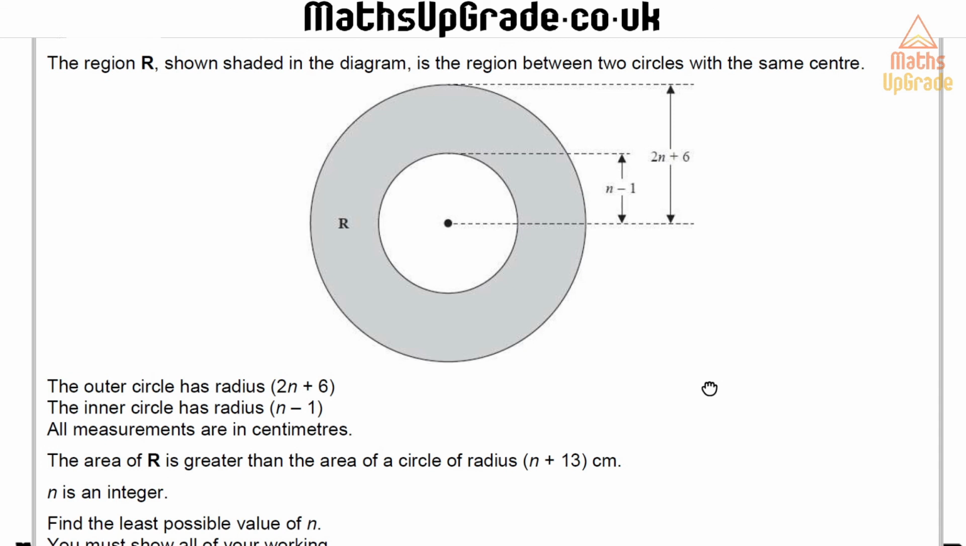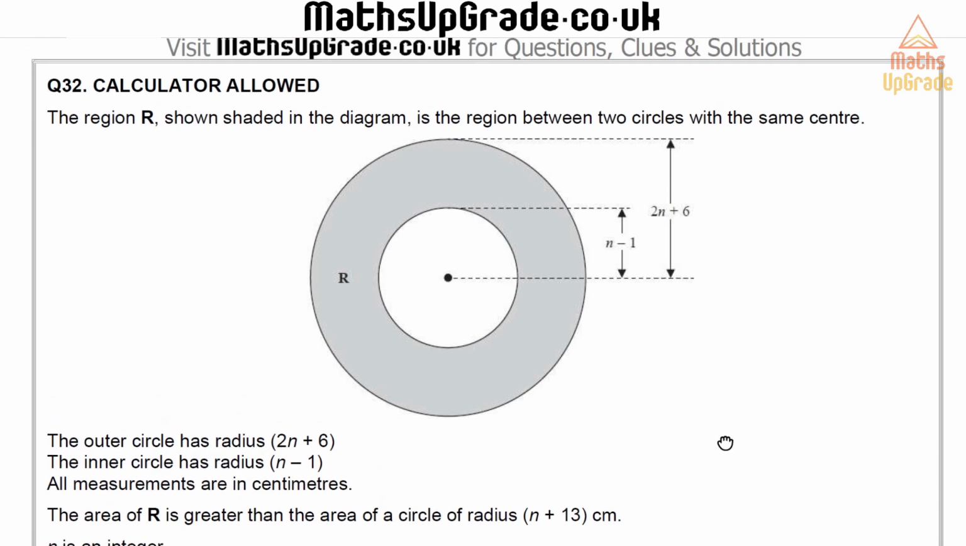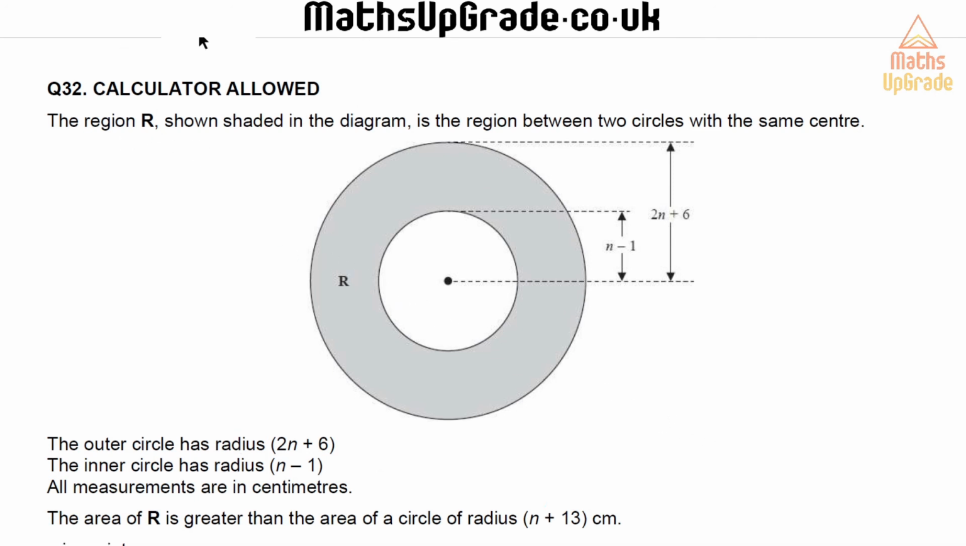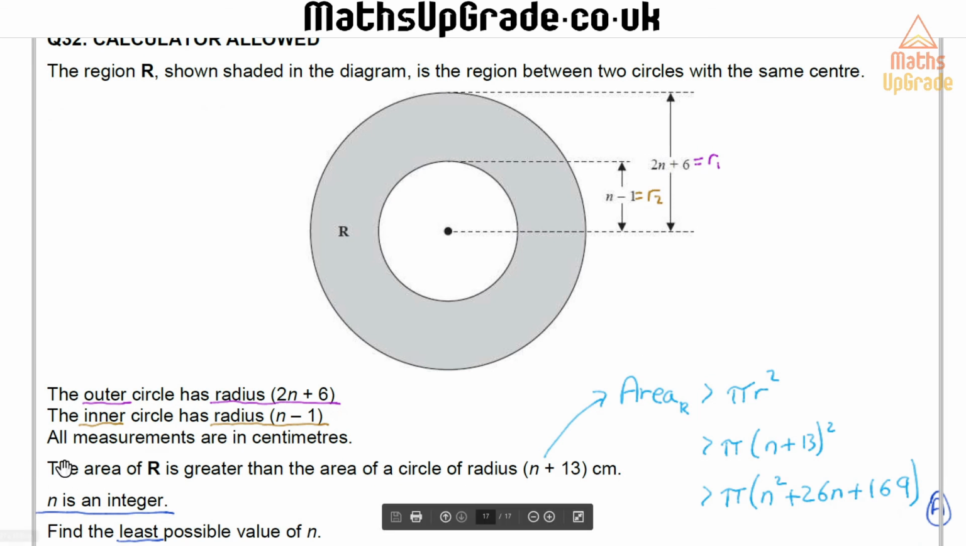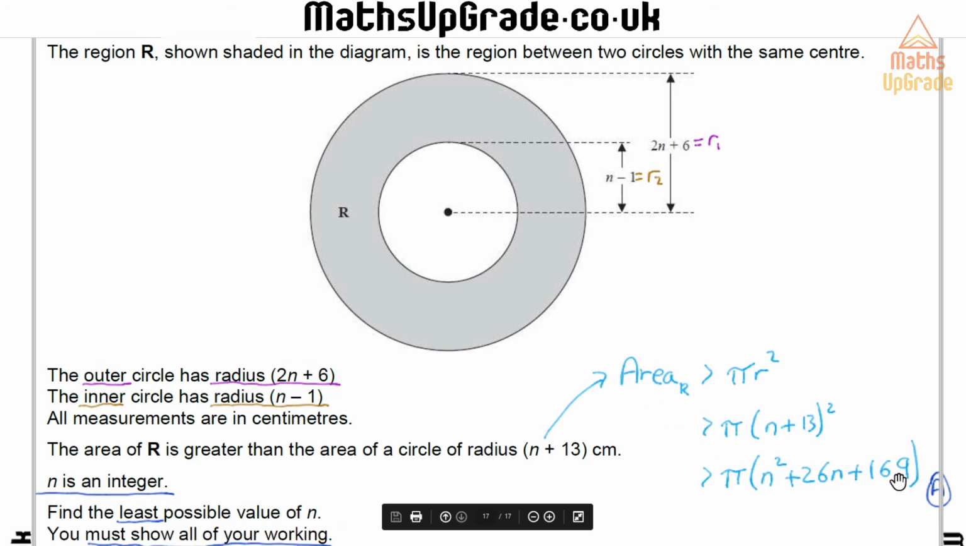It's a difficult question, but I'm going to start by labeling up those two radiuses as R1 and R2 for now. For this statement, I'm going to say that the area of R is greater than pi r squared, where the radius is n plus 13. So if I square that radius, in other words expand those brackets, I end up with that expression there. So the area of R is greater than that. I'm going to need that later on.